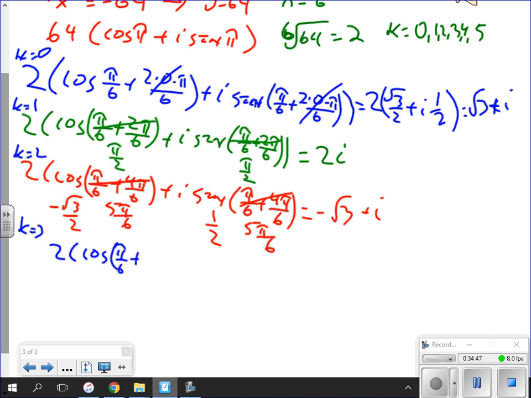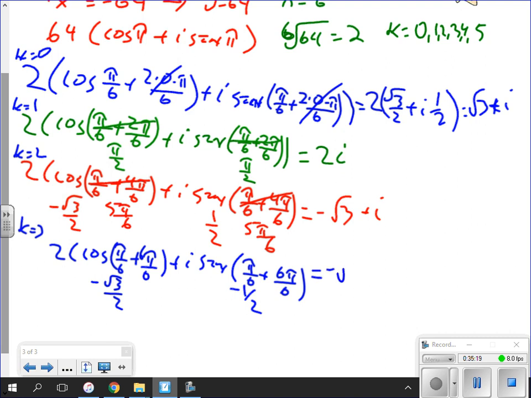3 times 2 is 6 pi over 6, which gives me pi. Although I'll leave it as 6 pi over 6 because it'll be easier to add them together. Plus I sine of pi over 6 plus 6 pi over 6. So that gives me 7 pi over 6 for both of those. Cosine of 7 pi over 6 is the same as 5 pi over 6, negative root 3 over 2. The sine is negative 1/2. Distribute the 2, I get negative root 3 minus I.